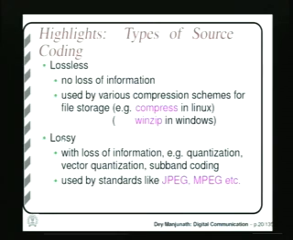And then lossy source coding actually loses some information, for example, quantization, vector quantization and subband coding, and these lossy source coding techniques are used by these popular standards like JPEG and MPEG.